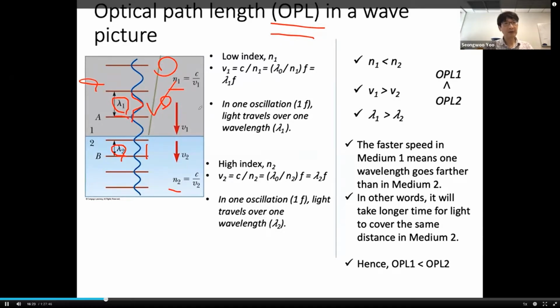Now, obviously, the optical path length of the second medium is longer because N2 is large. Therefore, we can conclude that optical path length is longer in the second medium, and the wavelength is shorter in the second medium. So it oscillates within the shorter distance. All right, so now we have some idea how to relate the wavelengths to the optical path length. That's good.